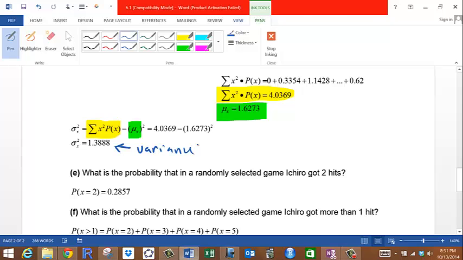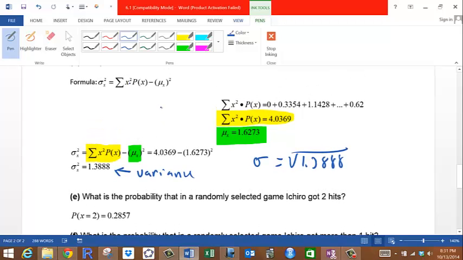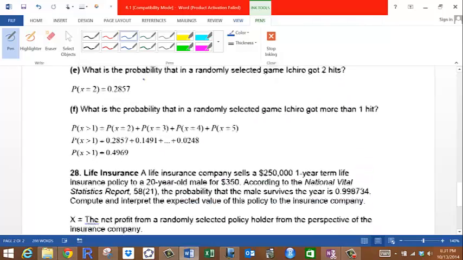How many of you remember how to get the standard deviation? Yeah, we just take the square root of the variance. So the standard deviation is the square root of this, 1.3888. Okay? And that's all there is. And that's the main thing I want to show you here for 6.1, just how to find the mean and the standard deviation of a probability distribution.